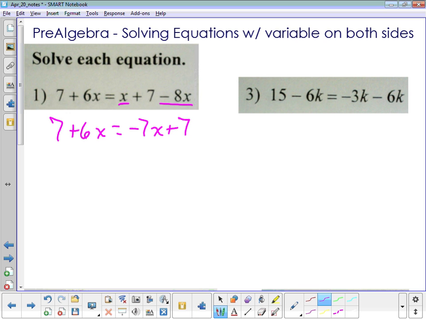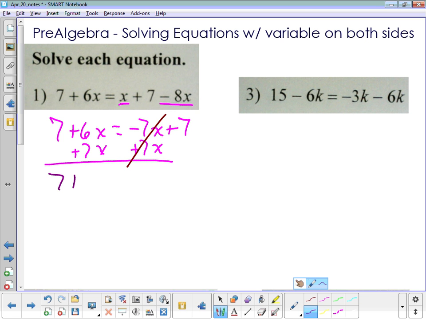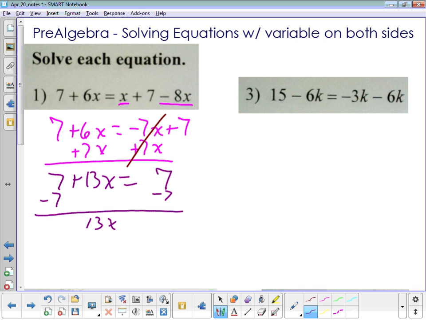Okay, now that I have it simplified on both sides, I want to move the variable first, and I always want to move the smaller variable first. So if I have one that's a negative, I would want to move it before I move anything else. So I'm going to add 7x to both sides, because what that allows me to do is get the x's off of the right-hand side. They're going to cancel off. And then on the left, I have 7 plus 13x equaling, the only thing left on my right is 7. Now I can get rid of this 7 on the left, and I get 13x equals 0, so that must mean that x is 0.